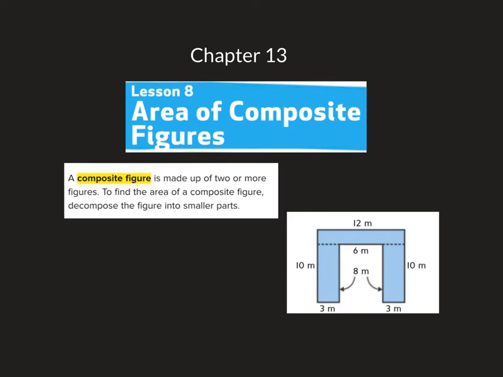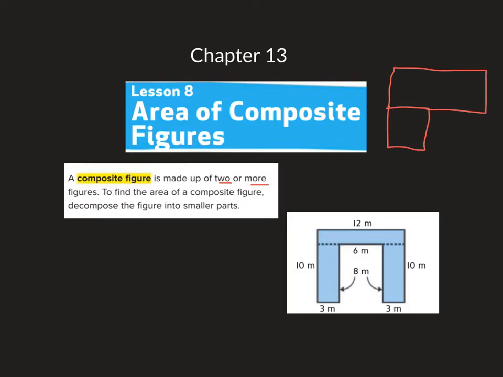Today we're going to be talking about area of composite figures. So a composite figure is made up of two or more figures. Like if I put a square together with a rectangle, that's called a composite figure.